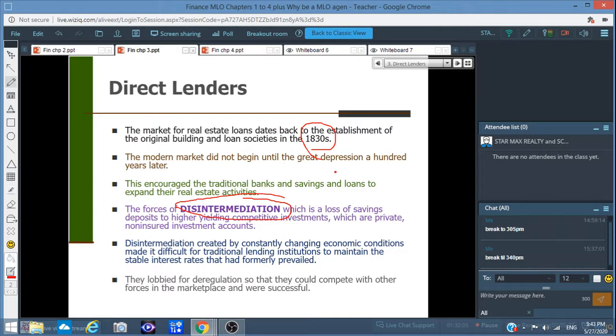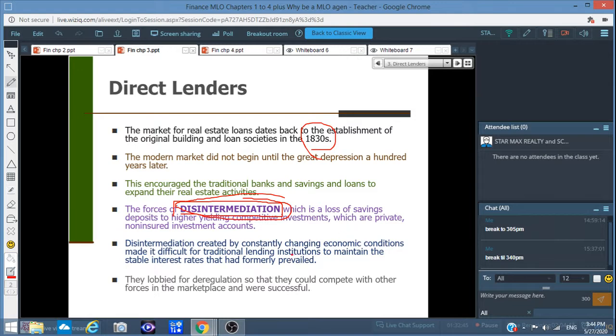这个时候, right, 很多人丢钱去银行, okay? 但是, 有股票, 有债券, 有黄金等等的投资出现的时候呢, 人家都不给银行了, right? 他只是投资股票啊, 等等, right? 所以银行少很多钱。这个情形呢, 叫 disintermediation, 这个单词, which is a loss of savings deposit to high yielding competitive investment, which are private, non-insured investment accounts, like stocks and bonds, okay?